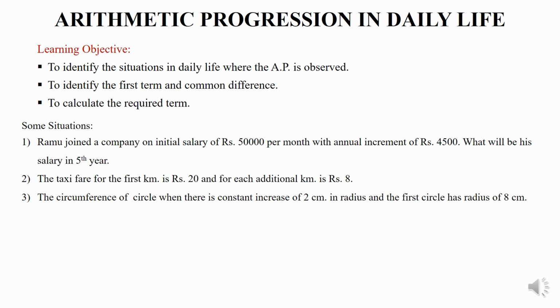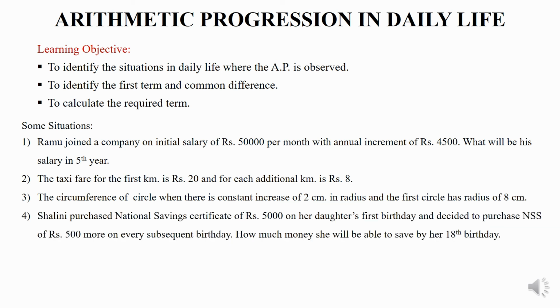It means what we got here as circumferences: the first one is 16 pi, the next one is 20 pi, and the next one is 24 pi. It means the gap between the consecutive terms is 4 pi centimeters. So it is going to be increased by 4 pi. So clearly it can be seen that it forms an AP. And here the first term is 16 pi centimeters and the common difference is how much? 4 pi centimeters.